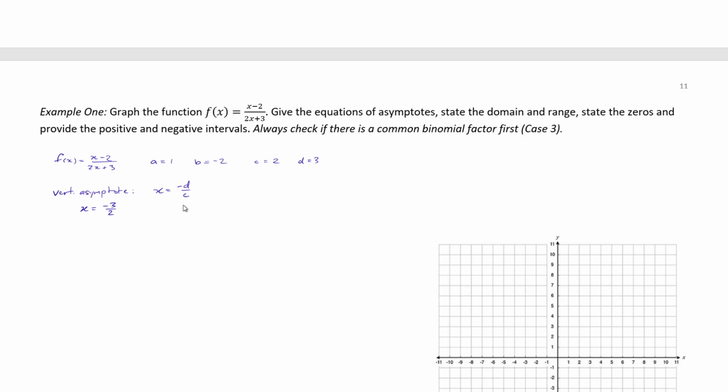Now you don't actually have to write this equation and sub in the values. If you just look at the denominator and you're able to ascertain the vertical asymptote, that's fine. You can totally do that.